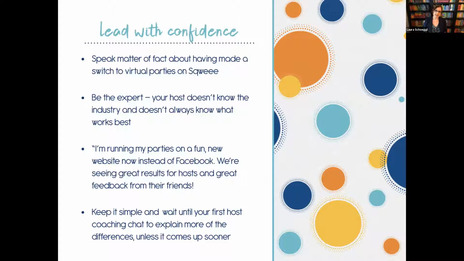I find that consultants have the most success making that transition when they just speak matter of fact about having made that switch to virtual parties. So just remember, you're the expert. Whether or not you feel like you have that confidence, you definitely have more experience than your host does. They probably, unless they're in direct sales themselves, don't know the industry and they don't always know what works best. So they are trusting you to be the expert and guide them towards a successful party.